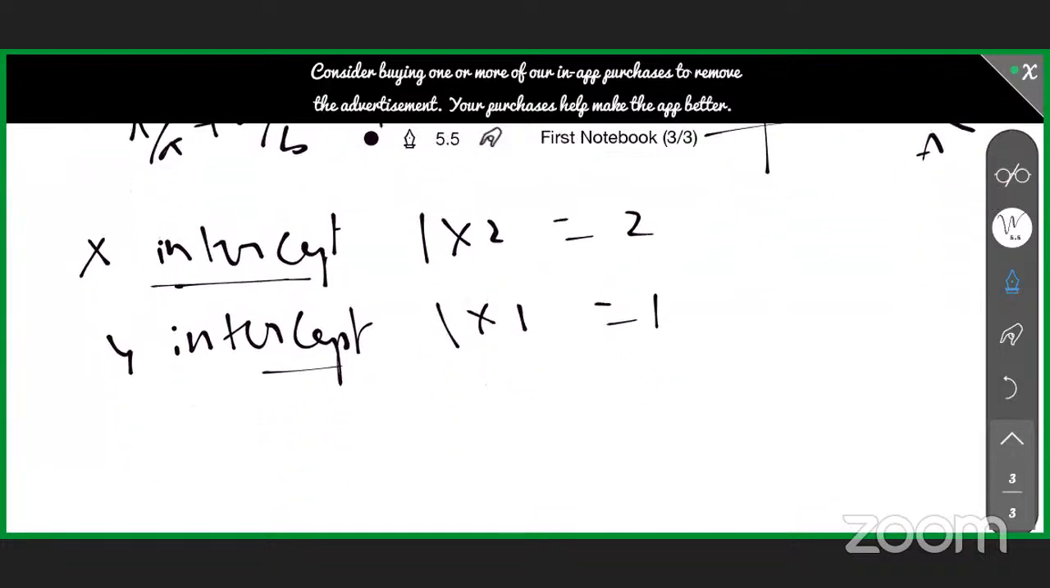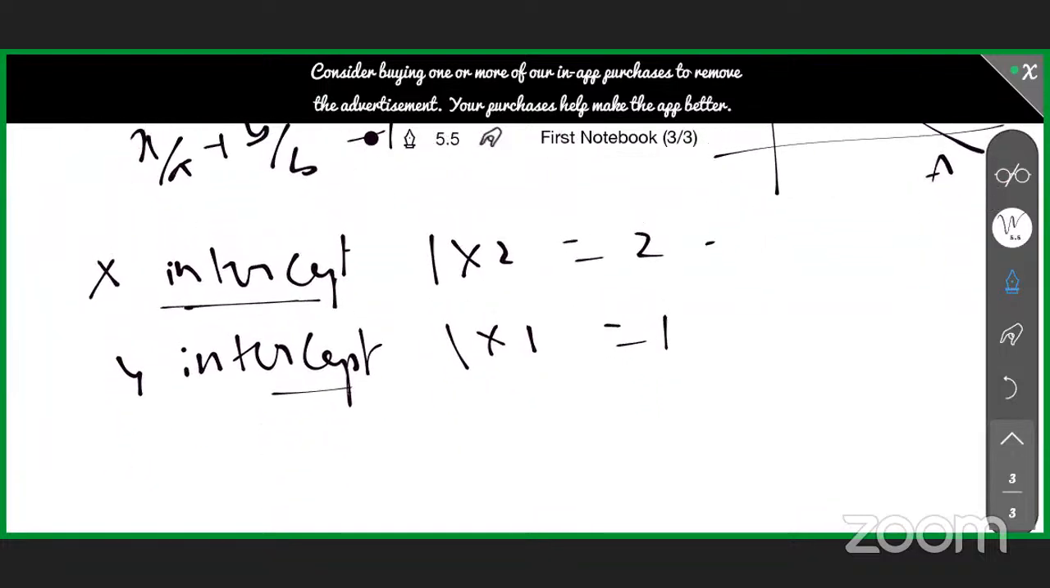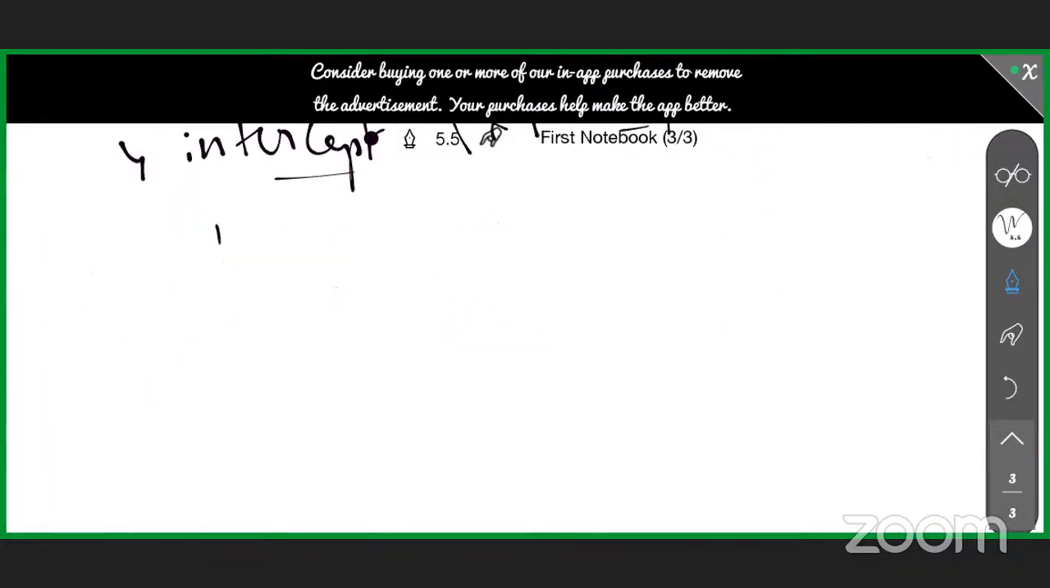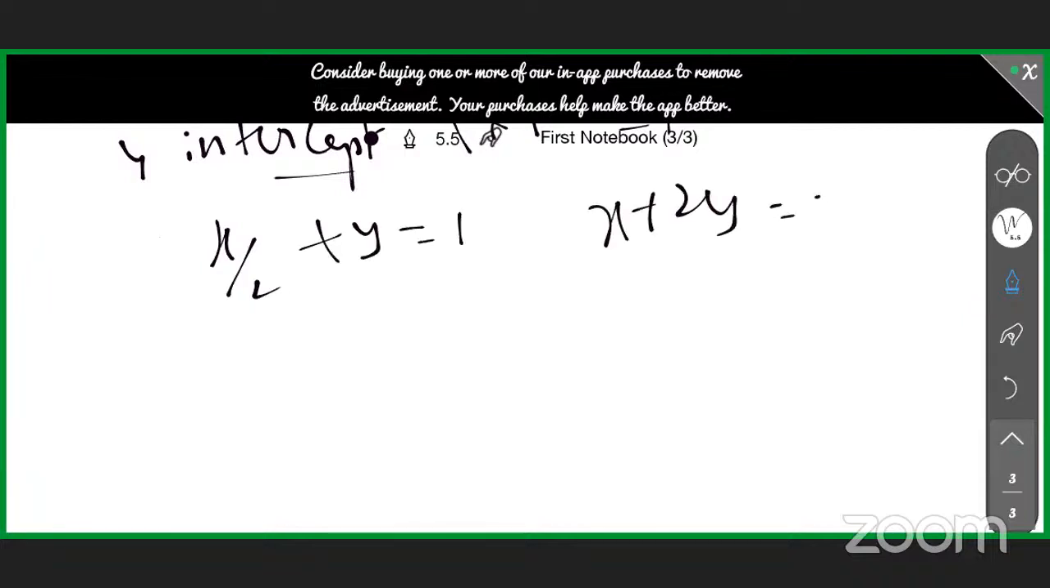The equation will become: x-intercept is nothing but A, y-intercept is equal to B. Therefore, x/2 + y = 1, that is x + 2y = 2.